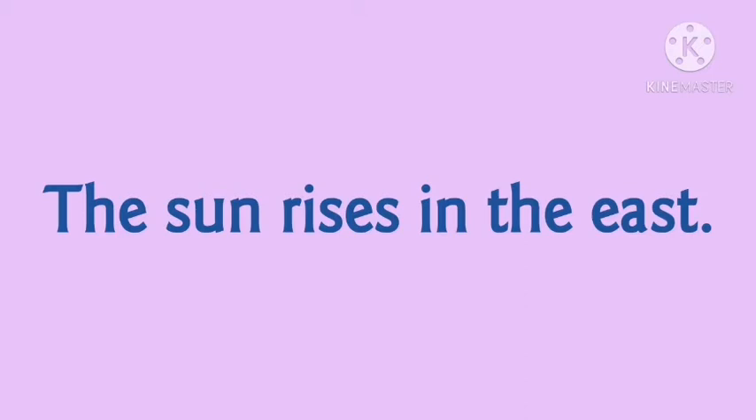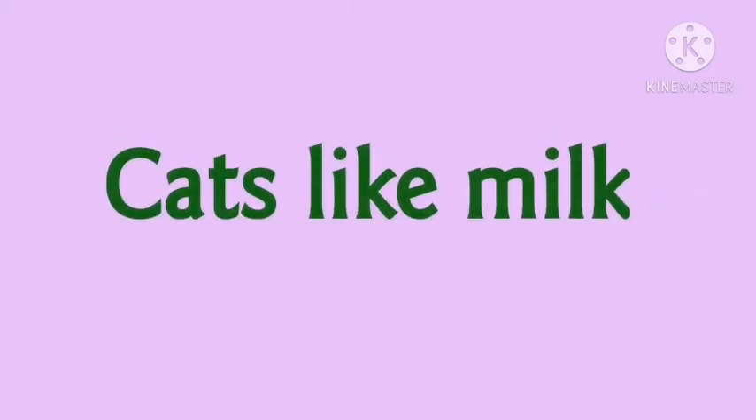The sun always rises in the east. This is a true statement. So simple present tense we use to show true statements also. Let's see another example. Cats like milk. Here what is the verb? Like. Very good. Cats like milk. This is true, isn't it? Yes, cats always like milk.